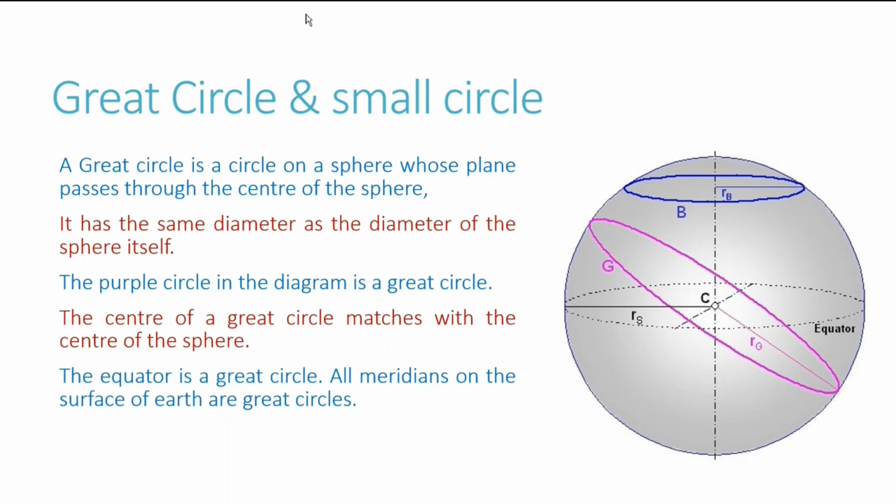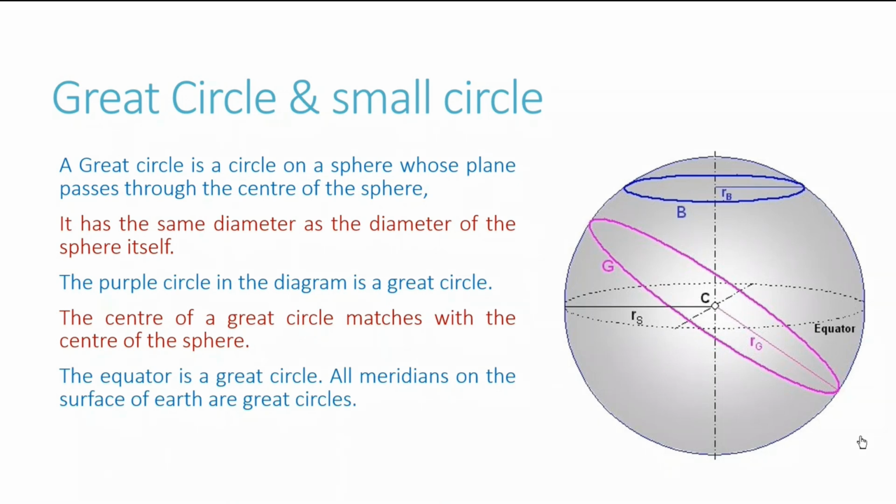Now, we can only draw one and only one great circle passing from any 2 points on the surface of Earth. If you have two particular positions, two particular points on the surface of a sphere or Earth, there is only one great circle which passes through them. Now, there is one exception to this principle, and that is if these points are diametrically opposite.